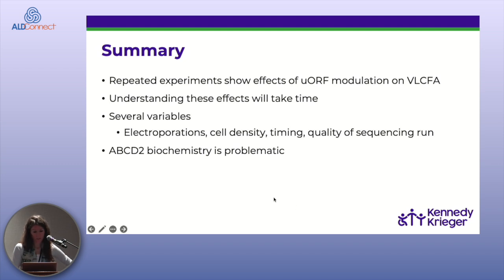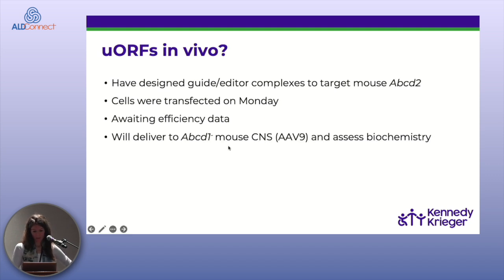And then, of course, our ABCD2 biochemistry is a little bit problematic. We've gone through about 3 or 4 different ABCD2 antibodies. So if anyone has a suggestion on how to do a Western blot on this, we're happy to talk about it. And then one other thing that we have been working on in parallel is looking at this in vivo.